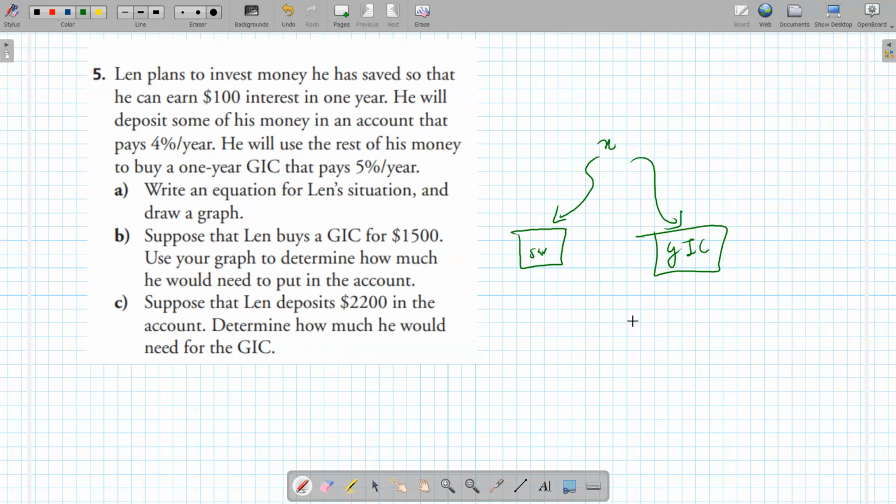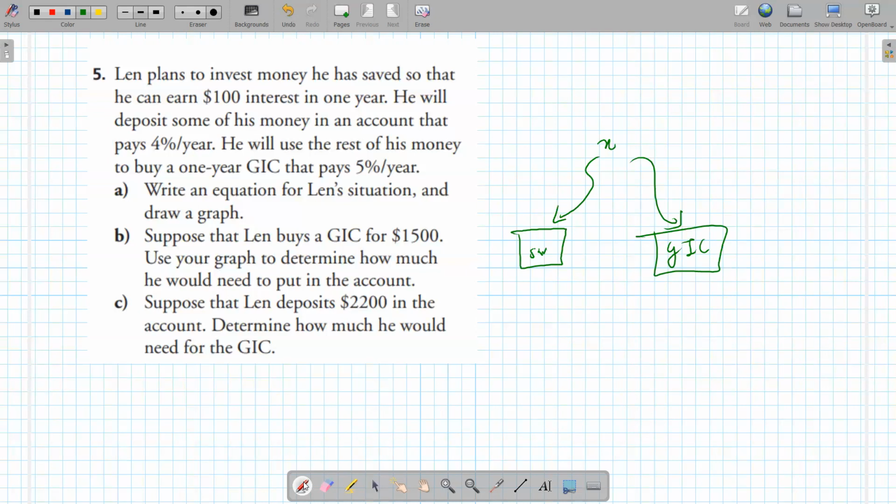The G there stands for guaranteed, okay? So if you put it in GIC, you won't lose money, compared to putting it in some things like stocks. Stocks, they go up and down, right? Usually most of them go up over time, but you never know. But GIC is always going to go up. You never lose money in that. So that's what that is. Write an equation for his situation and draw a graph.